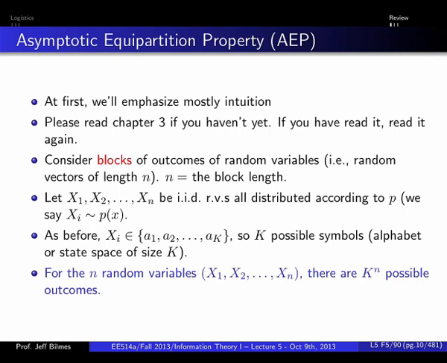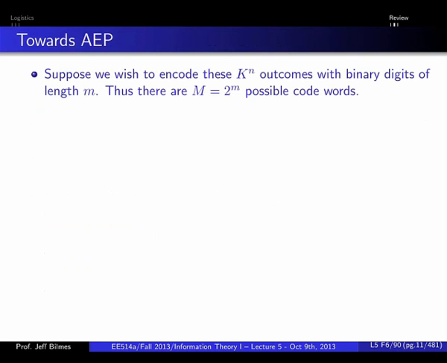So when we look at a string of length n, there are K to the n possible strings. We want to compress or encode. Not even compress for the moment; let's think about it just in terms of encoding. We want to come up with a representation for each of the K to the n possible strings, and we want to represent them with binary strings of length m. So we have M, capital M, possible code words.